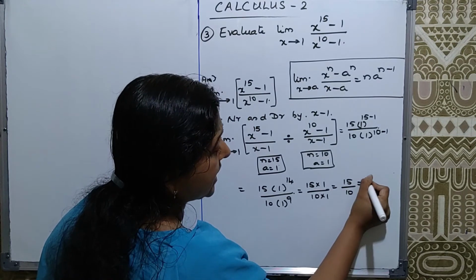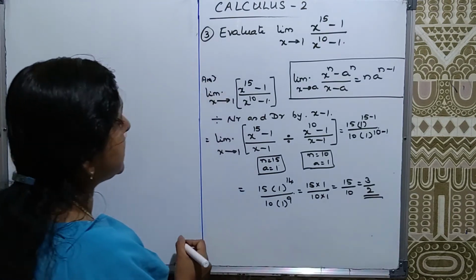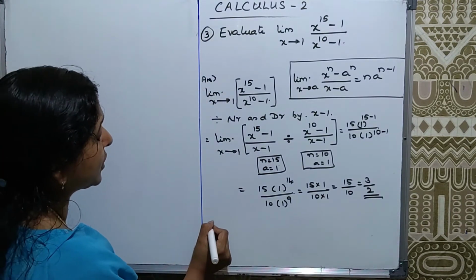With the 5 table we can cancel. 5 3s are 15, 5 2s are 10. That is the answer. Now we'll go to question number 4.